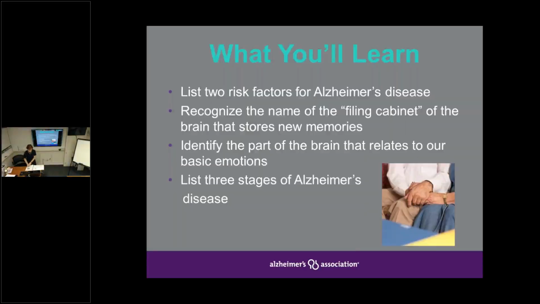So what we'll talk about today is 2 risk factors for Alzheimer's disease. So we're talking about, again, putting together those brain changes with what's really going on here. And so we'll talk about 2 risk factors. We'll recognize the name of the filing cabinet that stores new memories. You'll identify the part of the brain that relates to basic emotions, and list 3 stages of Alzheimer's disease. And as we go through this, let's not lose track of that picture and the significance of that brain tissue.